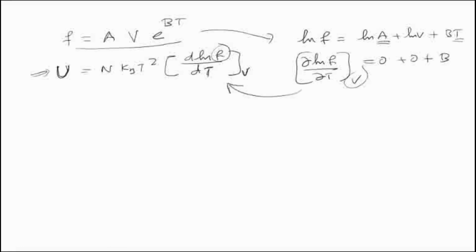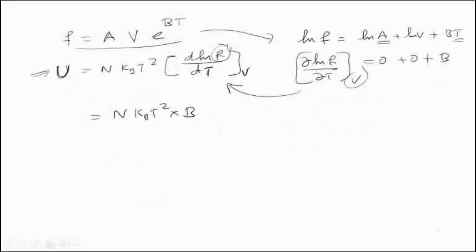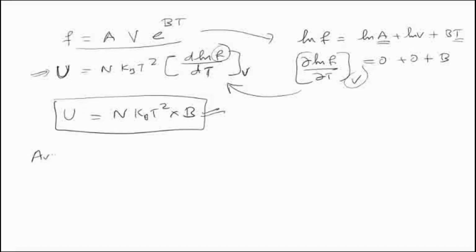Substitute this value here. So what will we get? N kB T² into B. So this is the formula for the answer to this question, average energy. The single particle partition function is given. The average energy per particle will then be. So this is the average energy for N particles. Sorry, this is the energy for N particles. What is the average energy per particle?